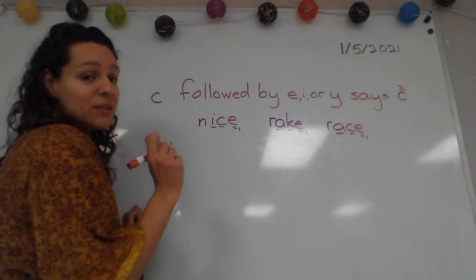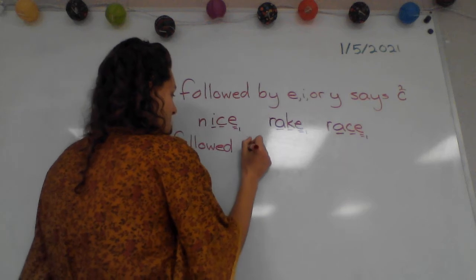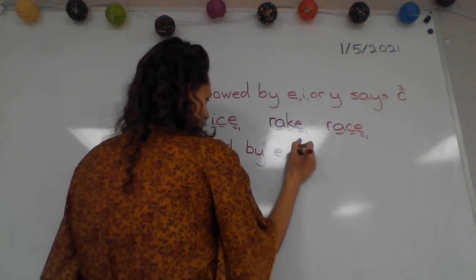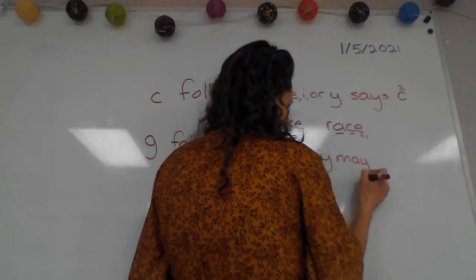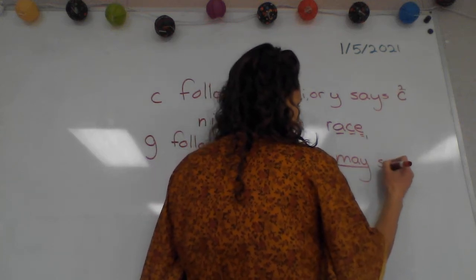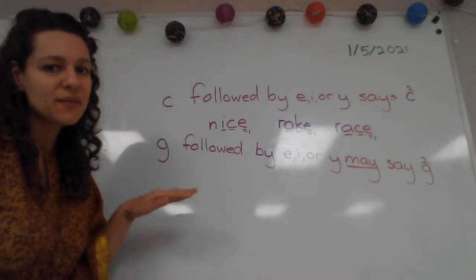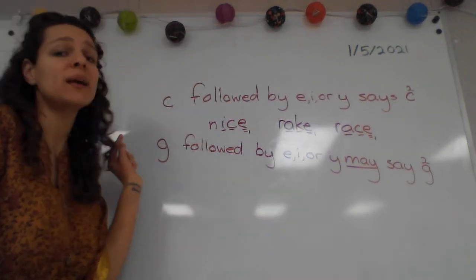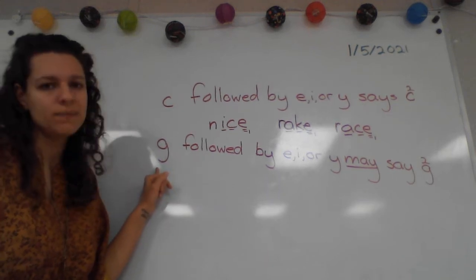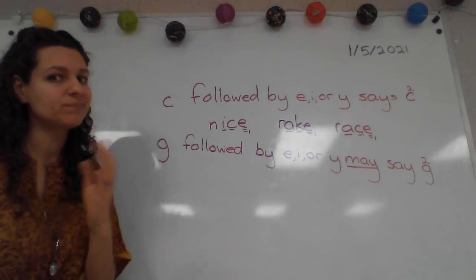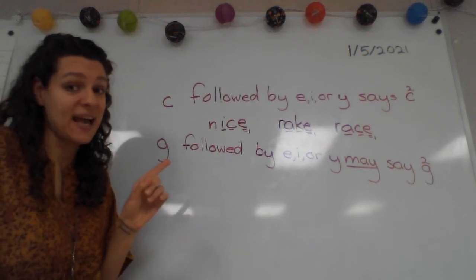All right, say that with me. G followed by E, I, or Y may say J. And I'm going to write may and I'm going to underline it because that's an important word. May say J. All right, so this one isn't quite as certain as the C rule. When we see a G with E, I, or Y after it and we're reading, I would first try J, but then if that doesn't work, we can go back to G. It might say J, but it doesn't have to like our C does.